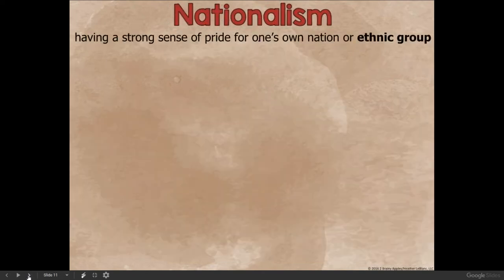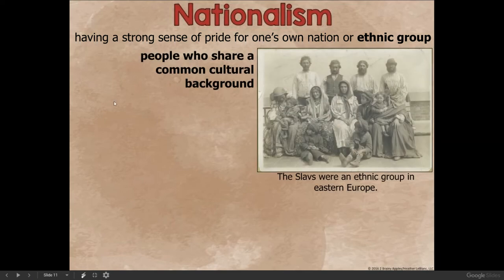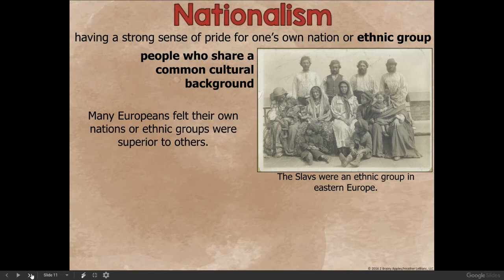Our last cause is nationalism, and nationalism is having a strong sense of pride for one's nation or ethnic group. And an ethnic group is people who share a common cultural background. This picture here is a group that we'll be talking about, and these are called the Slavs. The Slavs are an ethnic group in Eastern Europe. And a lot of Europeans at this time started to feel like their nations or their ethnic groups were superior, and they deserved rights to their own countries, for example.